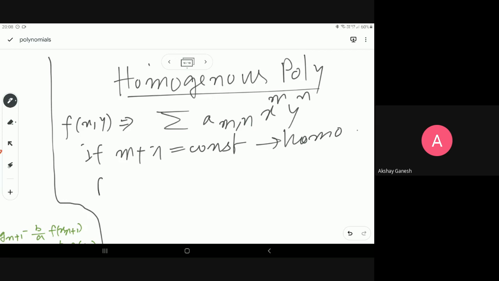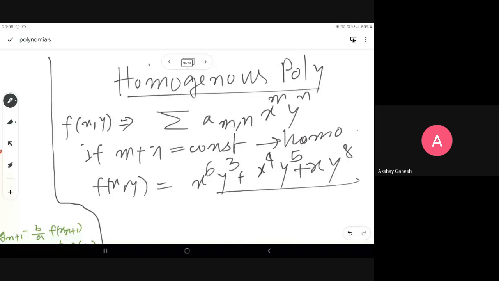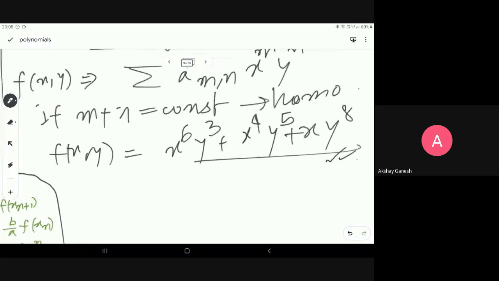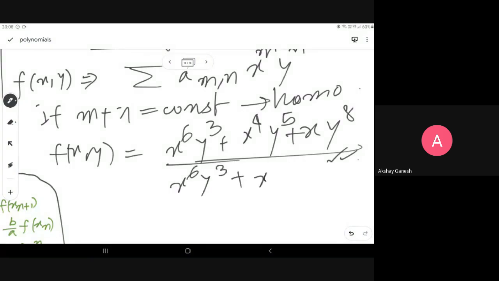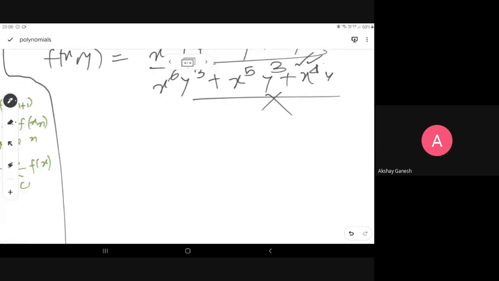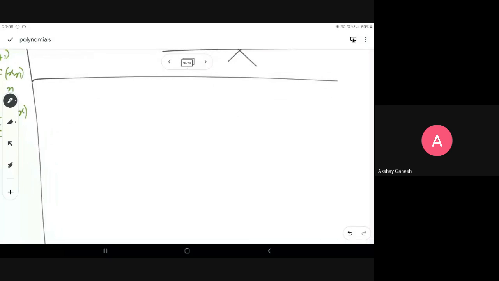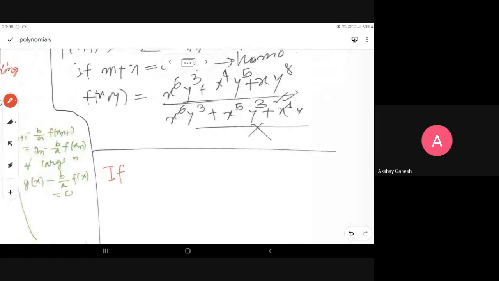So if you have f of x comma y as x to the 6 y cubed plus x to the 4 y to the 5 plus x y to the 8, this is a homogeneous polynomial, right? And suppose you have something like x y plus x to the 4 y, this is not homogeneous, right? So what is good about a homogeneous polynomial? The common degree of the homogeneous polynomial is the constant value m plus n. So this polynomial has degree 6 plus 3, that's 9, right?